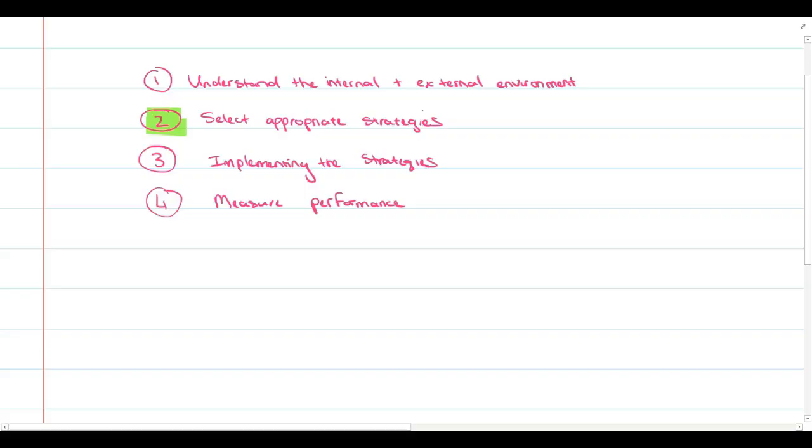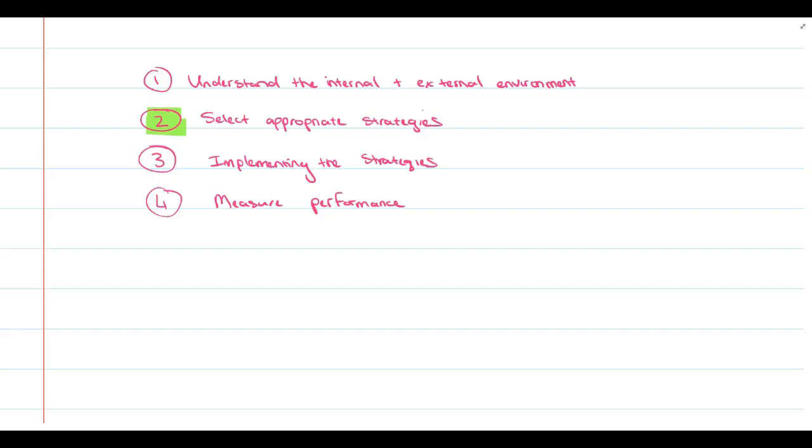So as an overview, this is how the process works. First, we understand the internal and external environment that we are operating in. There are various different analytical tools that we can use for this. We can perform a SWOT analysis, a PESTEL analysis, or we can also use Porter's 5 forces. Then once we understand the environment that we are operating in, we can select strategies that we would like. Once we've selected those strategies, we then need to implement those strategies. So we implement them by creating KPIs and communicating those throughout the entire business.